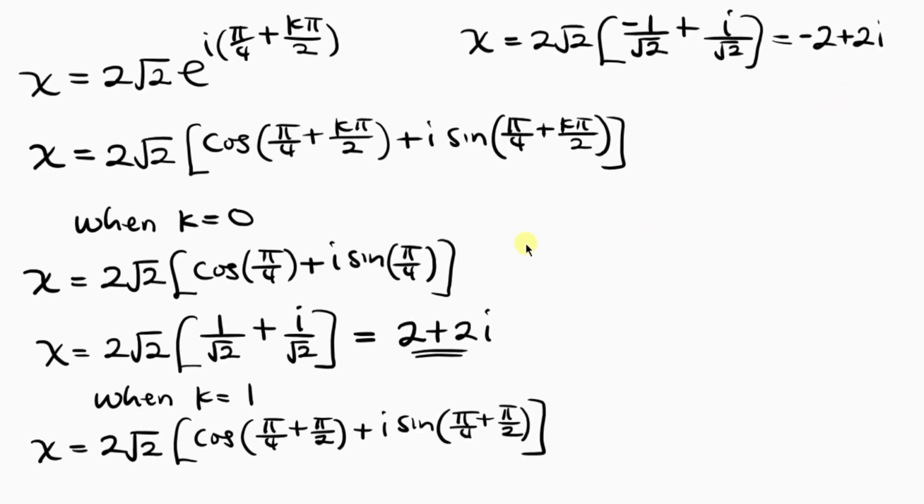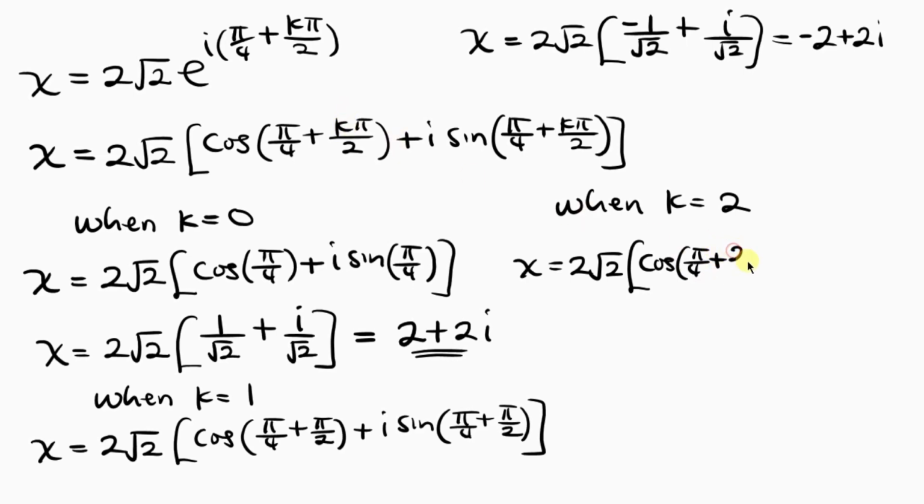Now to get the third solution for x, this is when k is equal to 2. So let's plug in k equal to 2 into this expression. So we have x equal to 2 root 2 times cos pi over 4 plus, remember, k is 2, so I'm going to be putting 2 pi all over 2, plus i sine, we have pi over 4 plus 2 pi all over 2, and we'll close our final bracket.